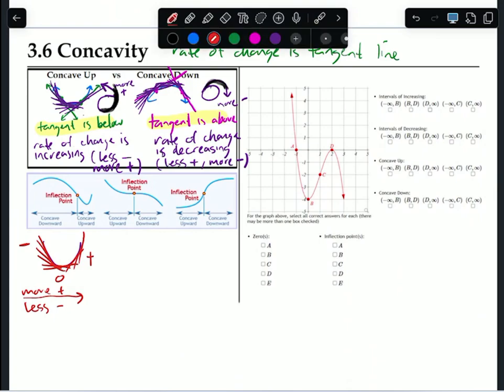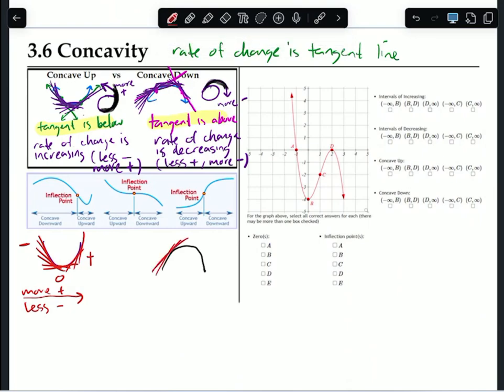Looking at the concave down, when you're identifying this, again, as you start here, it's positive, but it's getting less and less positive. At this point up here where it changes directions, it's at 0, and now it's getting more and more negative. So again, as you go from left to right, it's less and less positive, and it's getting more and more negative. Hopefully you can visualize that as you're being asked these questions.